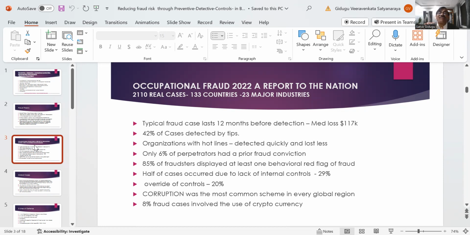Only 66% of the perpetrators are having a fraud history earlier. So dear friends, who are doing statutory audits, attesting the balance sheets of organizations, be careful. So 66% are first timers. So catching a first timer is very difficult. And not 66%, only 6%. 90% are first timers. So they are telling 6% of perpetrators had a prior fraud conviction. But with a prior fraud conviction, be careful.